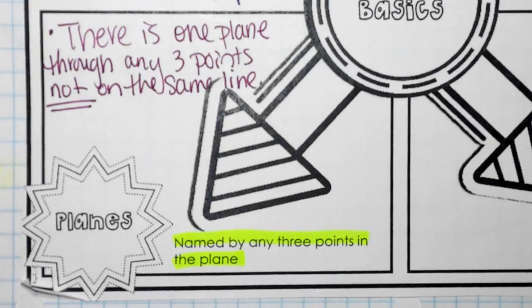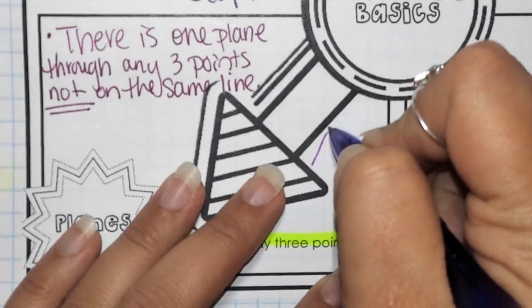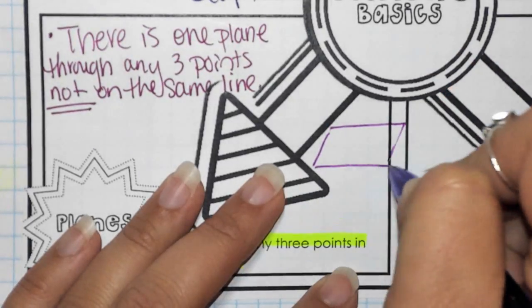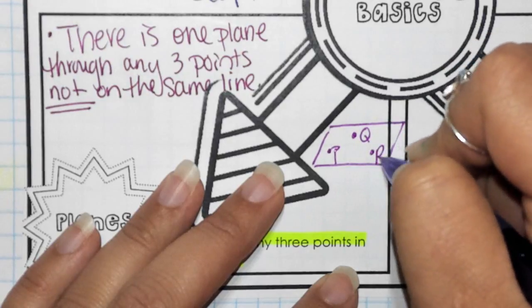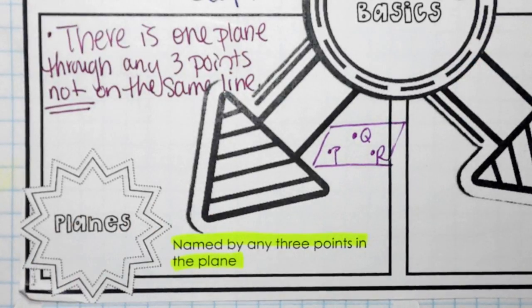This is what a plane looks like. Remember the note cards that we had yesterday? Look at that. P, Q, R. Those are 3 points. Are they on the same line? That makes a plane. Isn't it easy? If they're on the same line, it's just a line, and they're also collinear. Yes. Now the next word, fancy word, coplanar.